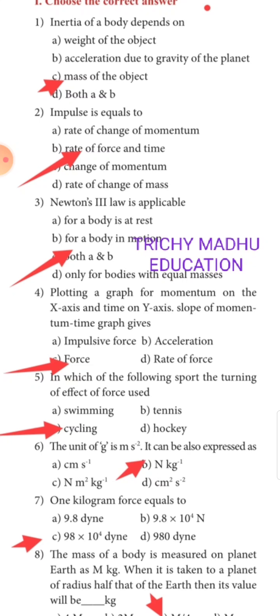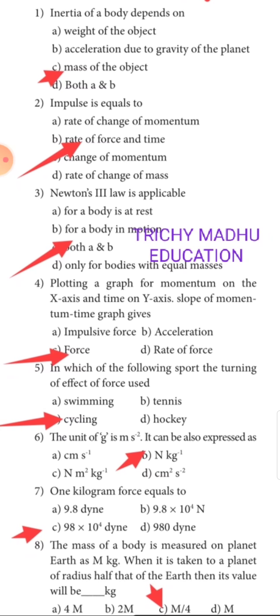Number 6. The unit of g is meter per second squared, that is m s power minus 2. It can also be expressed as N per kg, that is N kg power minus 1. Answer is B.